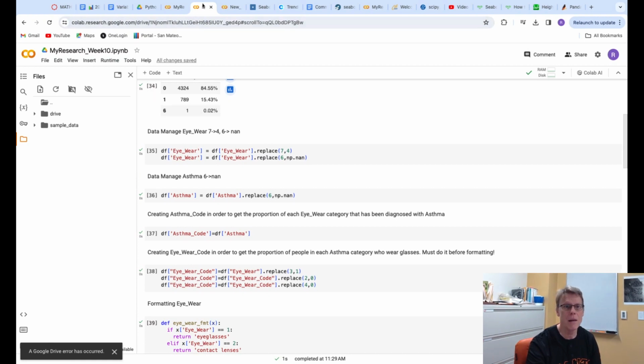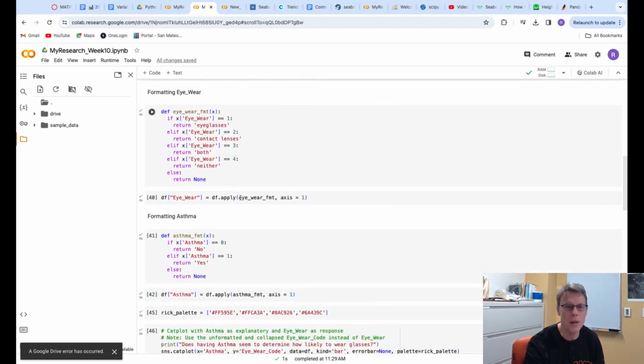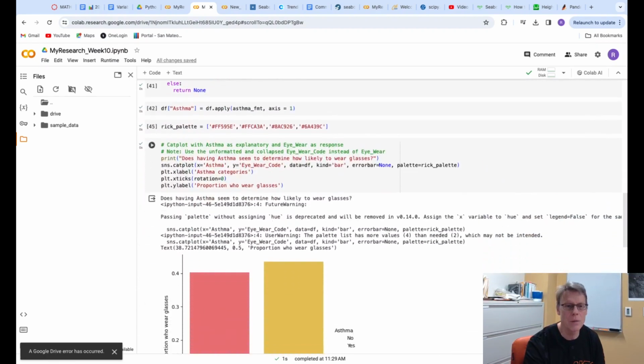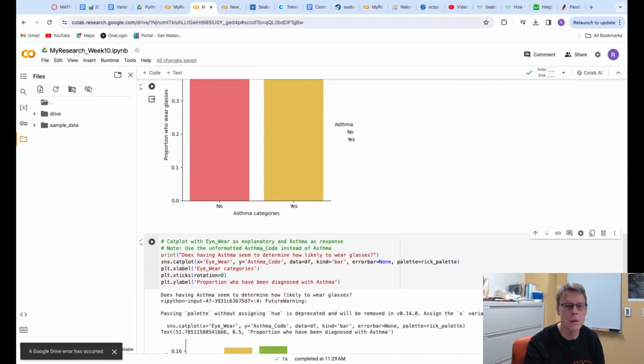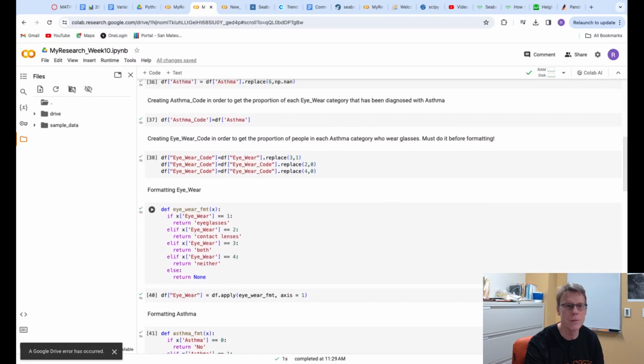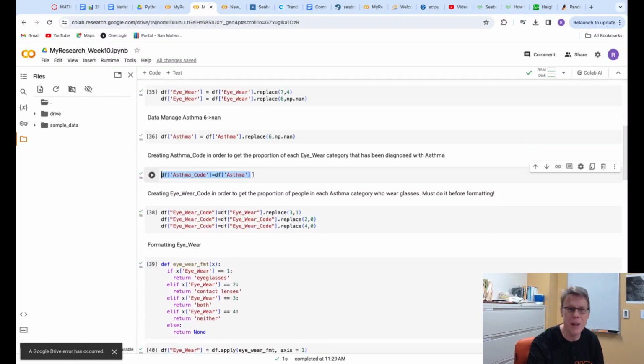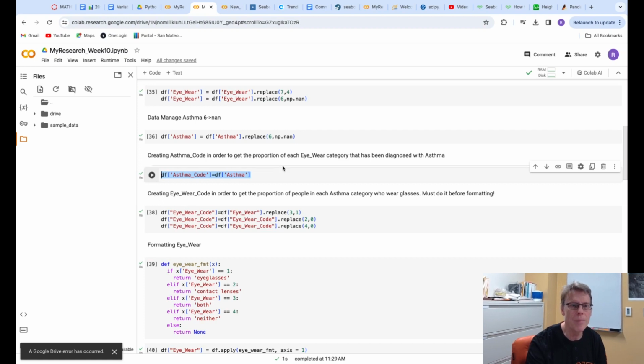you create, let's see, am I in the wrong thing? No, 10. Where did I create the asthma code? Asthma code, where are you? I don't see where I created asthma code. There's eyewear code. Oh, right here. It was so small. I missed it.